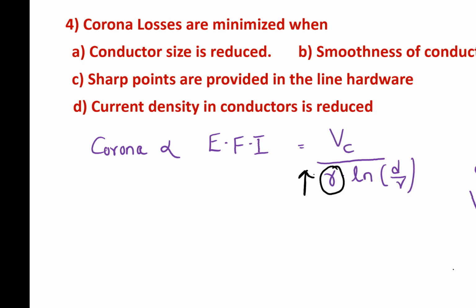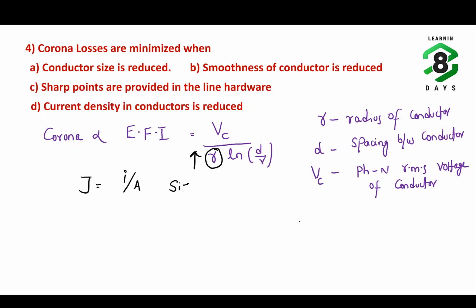Now what he is telling? So he is telling the same thing indirectly in this fourth one. What is the current density? Current density in any conductor is current flowing through the conductor divided by area of cross section. So for the same current, if you increase the size of conductor, so what will happen? Your current density will decrease. So if size of conductor increases, then for the same current, your current density will decrease.